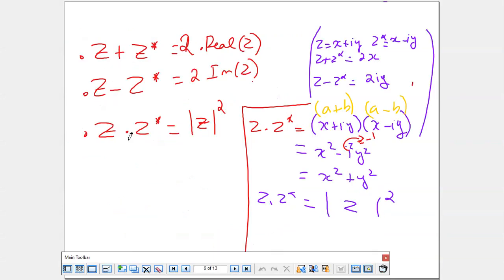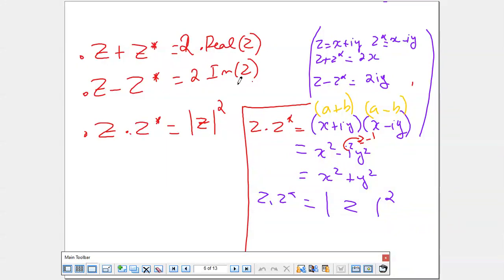Now, those are some formulas, and I will show why we have them. If you add z plus z star, it's 2 times the real part of z. Why? Let's see it here. z is x plus iy, z star is x minus iy. When you add them, guys, you'll have x plus x, which is 2x, and the y's cancel each other. So it's 2 times the real part of z.